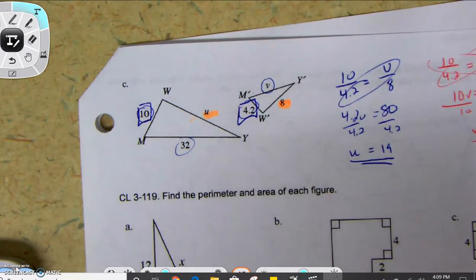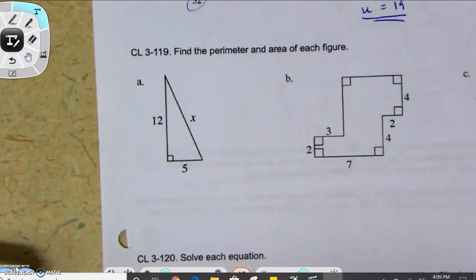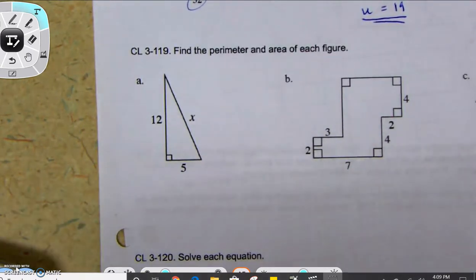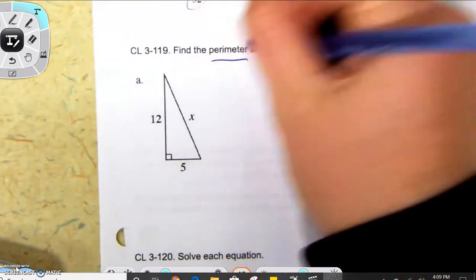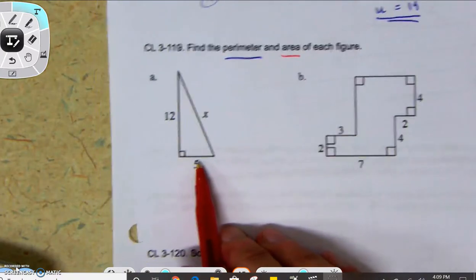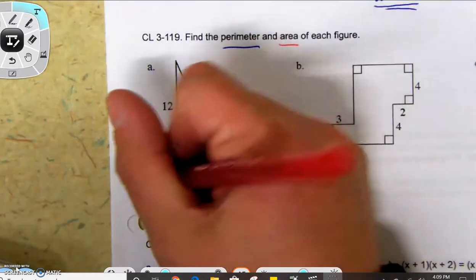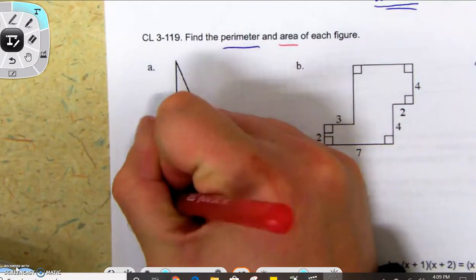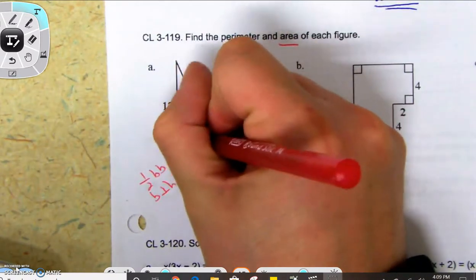Alright, so in C119 we're finding the perimeter. We know perimeter is the distance all the way around. We also need to find area. So I will put perimeter in blue and the area in red. This one's super easy. We can already find the area, 1/2 base times height. So we know our base and our height are perpendicular to each other, so we find our 90.